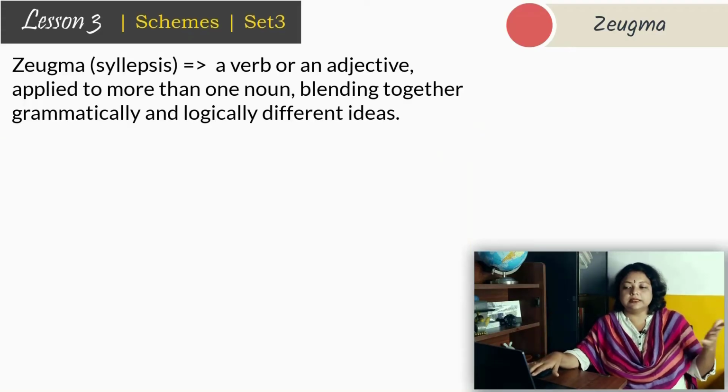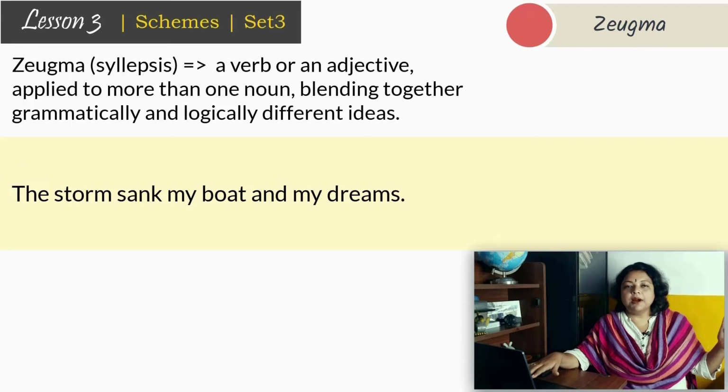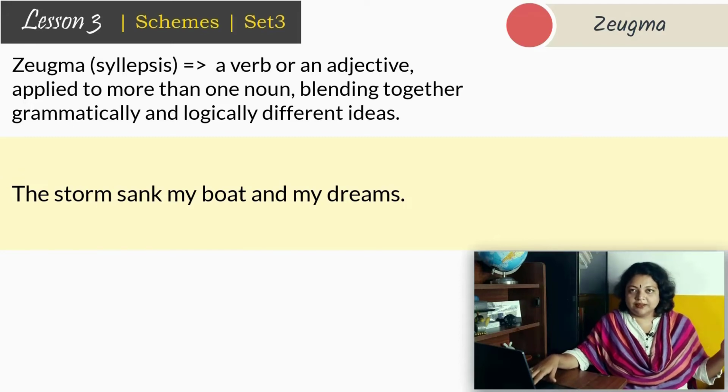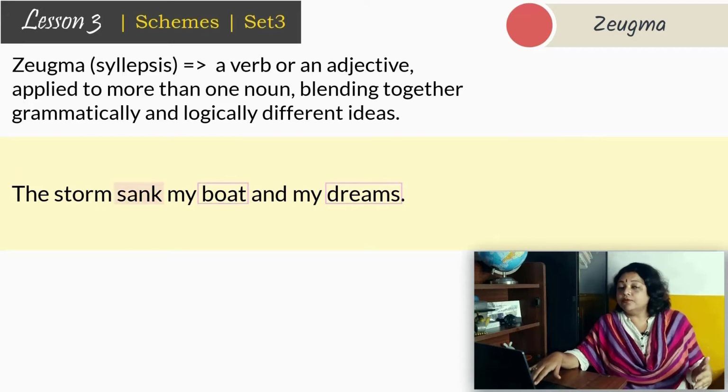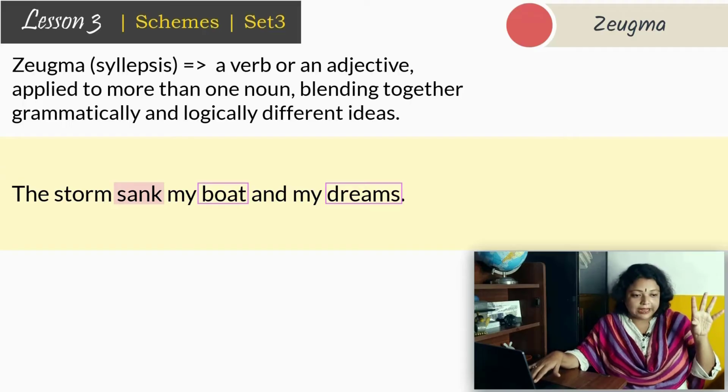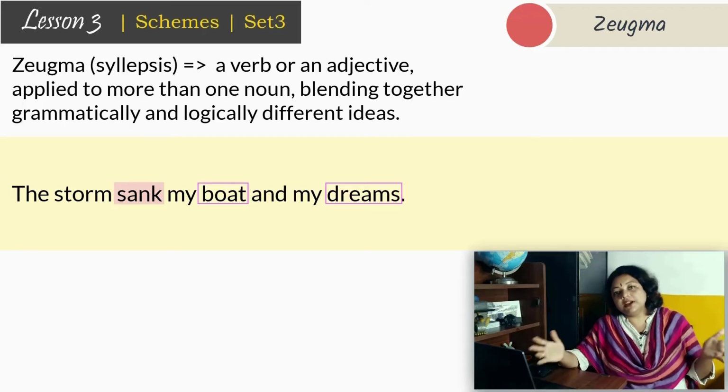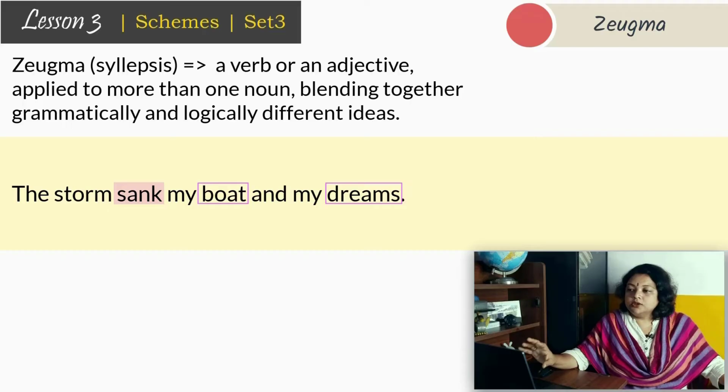Another sentence might sound like, "the storm sank my boat and my dreams." So it was a literal sinking for the boat. The boat actually did sink, and the dreams metaphorically sank. So zeugma makes use of two different kinds of objects by making use of a connector verb which applies to both but in two different senses.